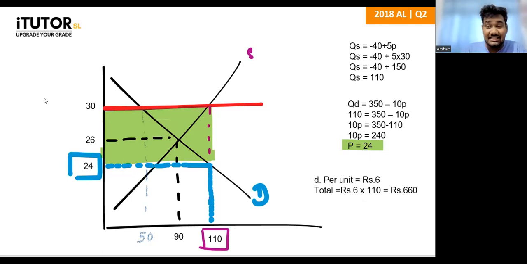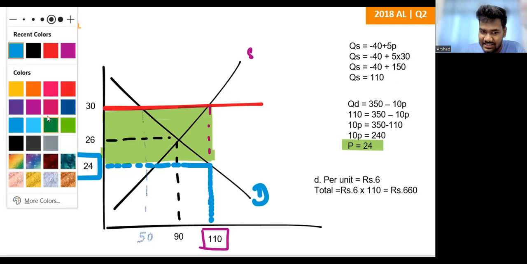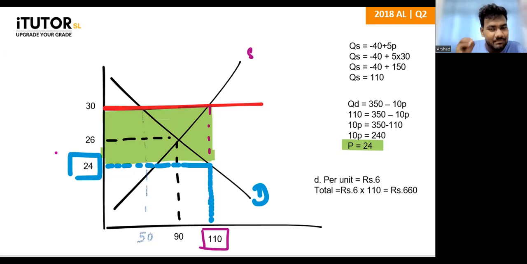So which area is consumer surplus? Which area is producer surplus? Can you think and tell me, guys? Okay. I'm not going into detail on consumer surplus and producer surplus, but I'll help you a little to figure it out. Can you tell me what is the price the consumer is paying? How many units is he buying? Consumer is paying 24 rupees, buying 110 units. So 24 buying 110. This becomes what?